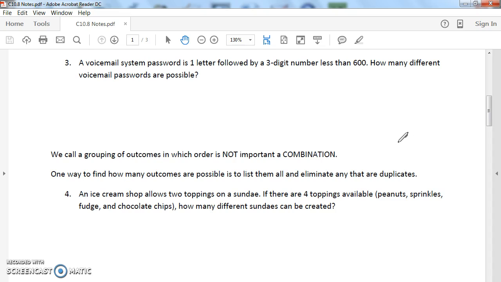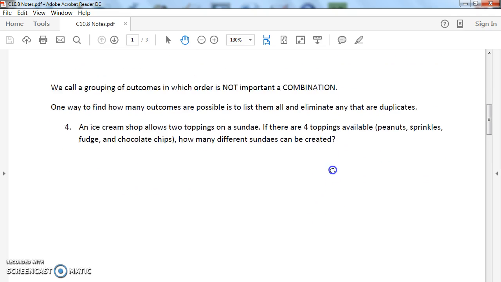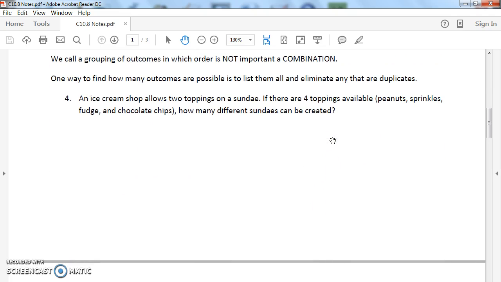Okay, moving on, we have the next concept. We're going to talk about combinations. This is when we're choosing from a group of things, just one group rather than several different groups. So this would be the situation where we are choosing, say, 2 students out of my room. An example would be like number 4.